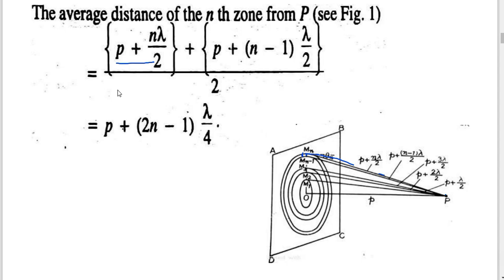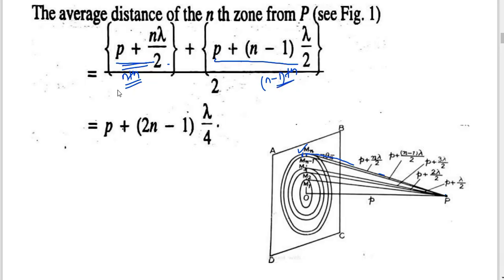And what is the distance of the n minus 1 zone? P plus n minus 1 lambda by 2. This is the distance of the n minus 1th zone. So the distance will be in between them. This is the average: this is the nth circle, and this is the n minus 1 circle.